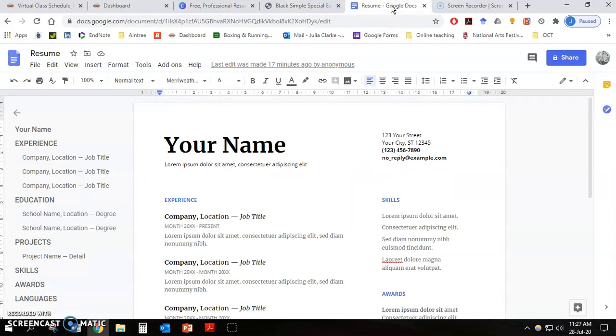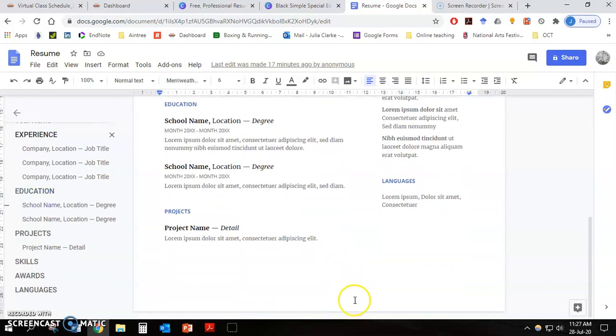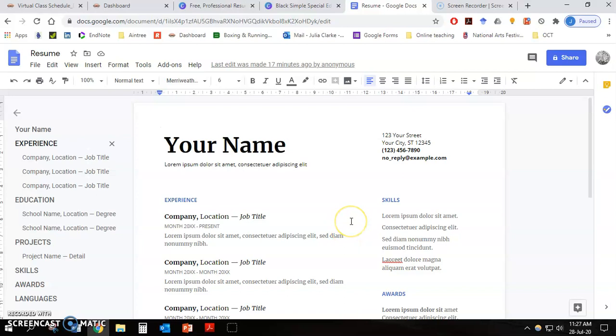Same thing with Google Docs. So you can find these templates on Google Docs, and you can change the colors so that they pop a little bit better. Obviously, still keep it professional, still keep it classy. But yeah, that is how you go about creating your professional CV.